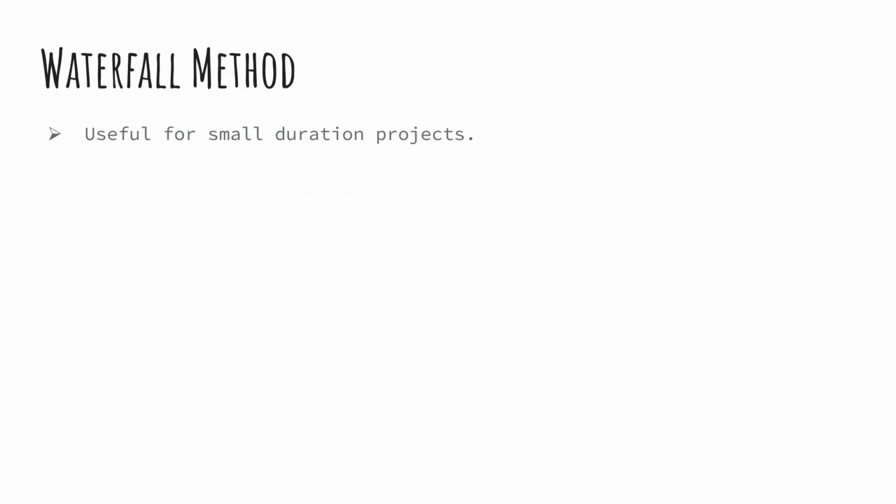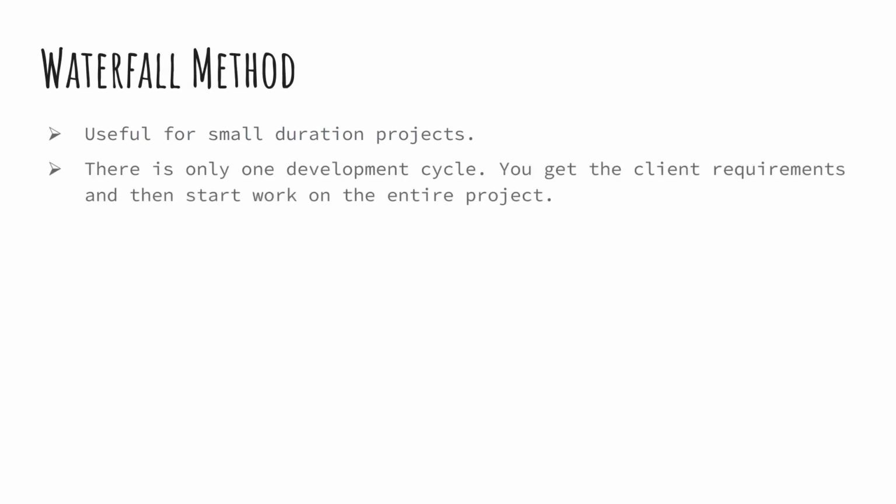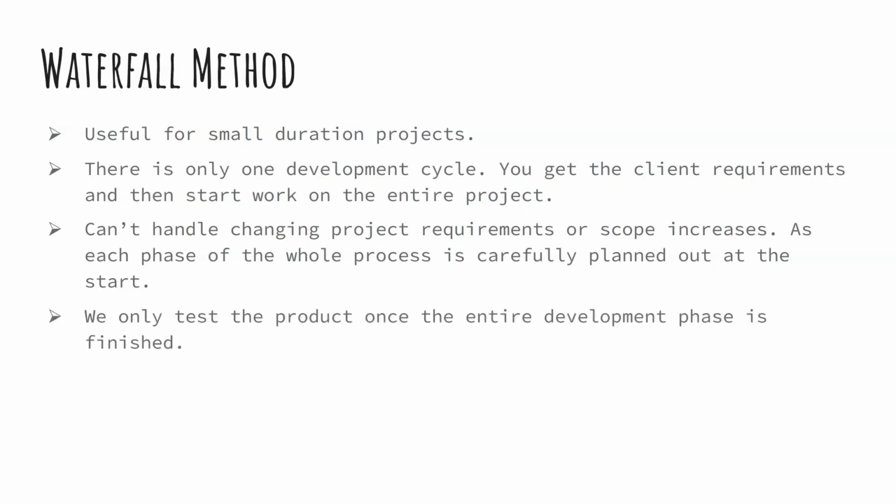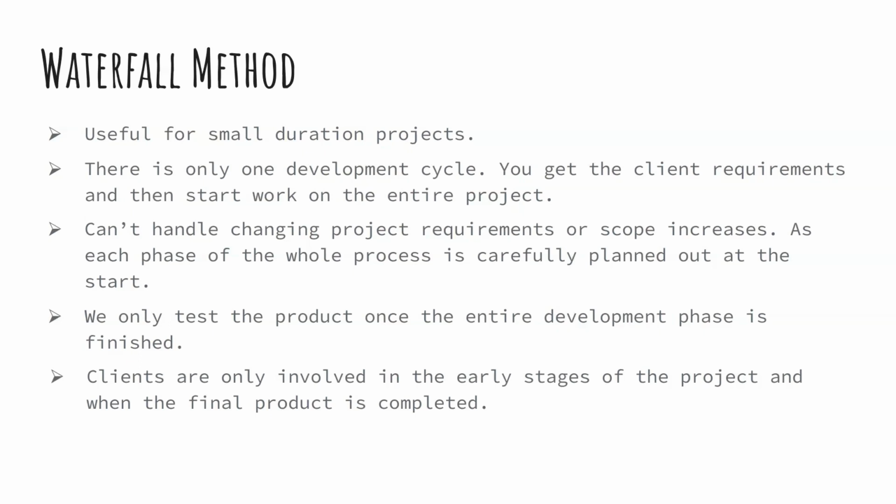The Waterfall method is useful for small duration projects. There is only one development cycle. You get the client requirements and then start work on the entire project. You can't handle changing project requirements or if the scope increases, as each phase of the whole process is carefully planned out at the start. We only test the product once the entire development phase is finished. Clients are only involved in the early stages of the project and when the final product is completed.